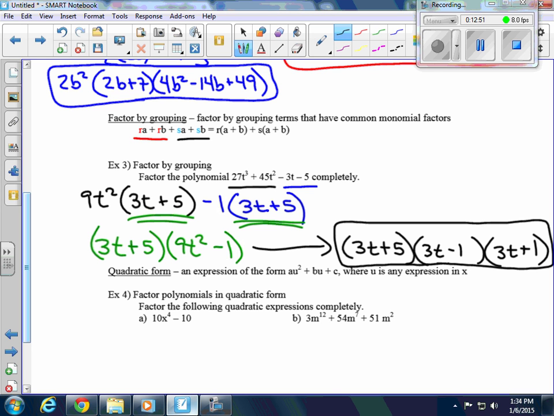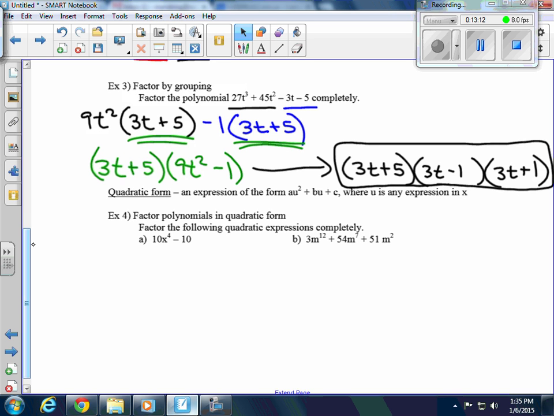So that's what the factoring by grouping is. We're going to factor out some number out of the first two and then some number out of the second two to give us something in both sets that are the same. In this case, it was the 3t plus 5. So next, we're going to talk about quadratic form. And that's an expression of the form au squared plus bu plus c, where u is any expression in x. So essentially, we're going to just treat it like a quadratic equation.